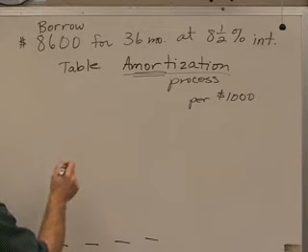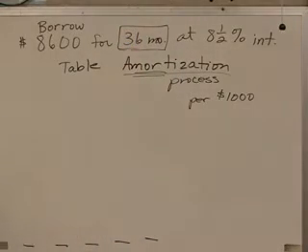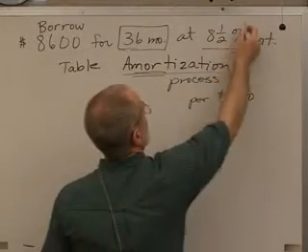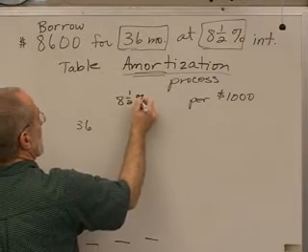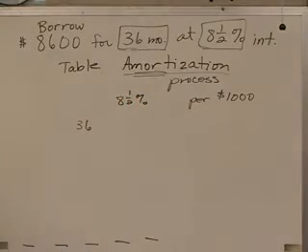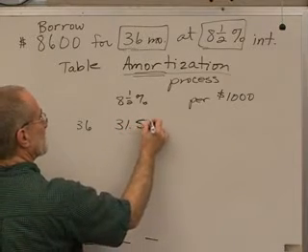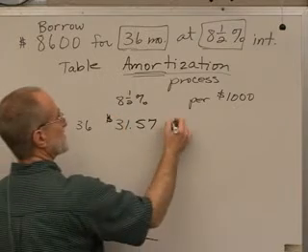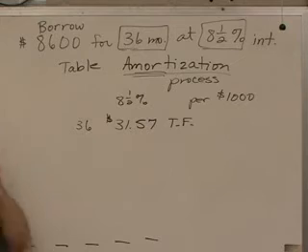Okay, let's look up in the table. First of all, we want to look on the row that says 36 months, and we want to look at the column that says 8.5%. So we're looking at row 36 and column 8.5%, and what's the table factor at the intersection of those two things? Everyone see 3157? All right, this is our table factor. Now, what does that mean?